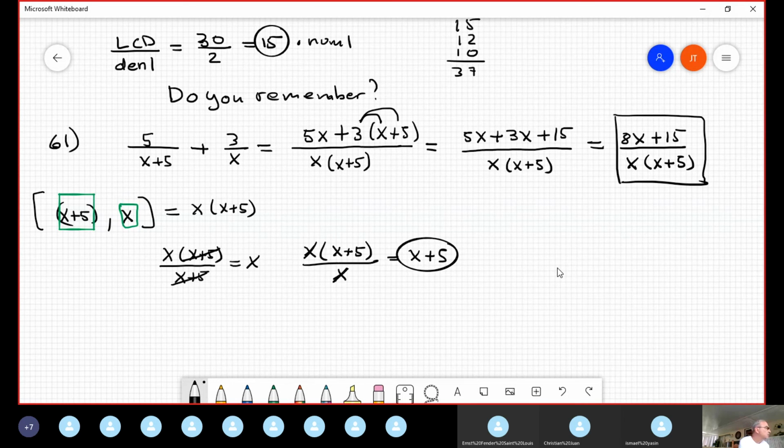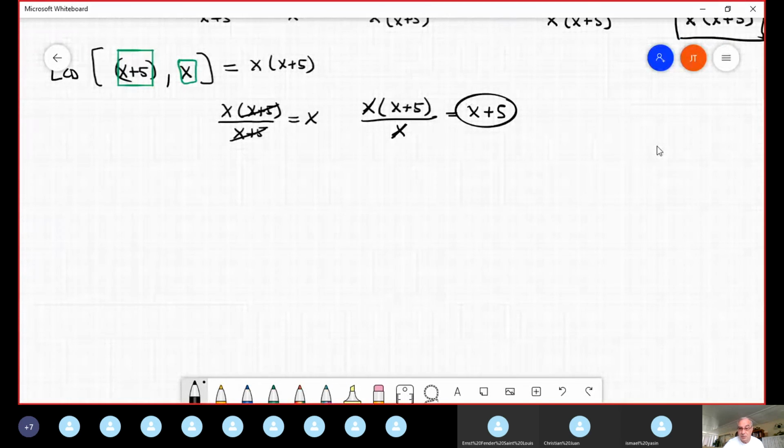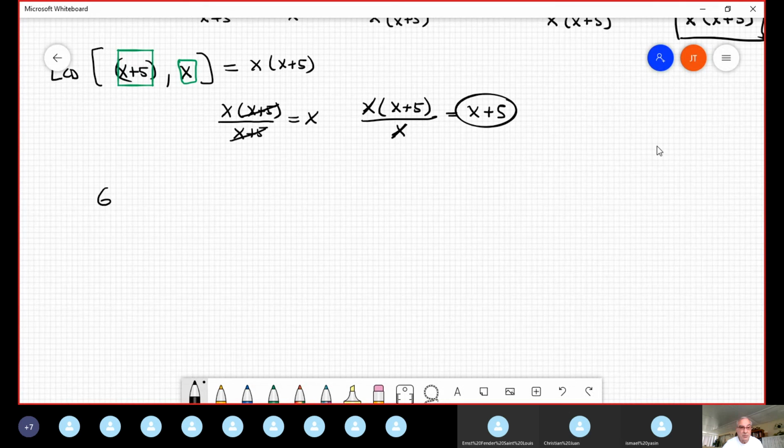Entonces, you can see that this answer is the option A. Let's practice 62. 62 is 4 over R plus 7 over R minus 2.